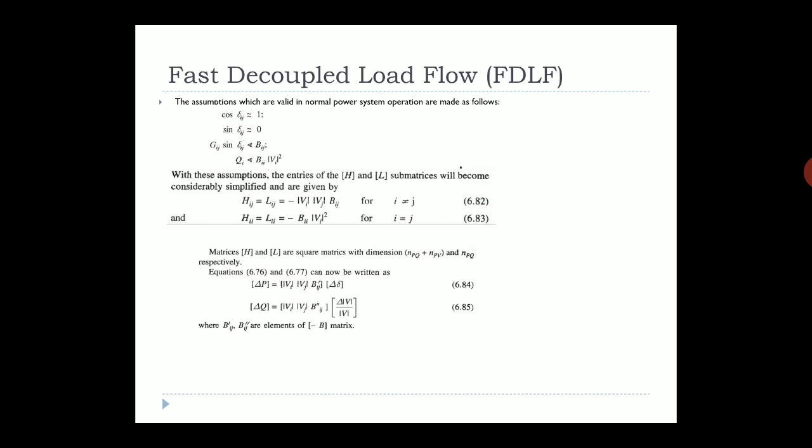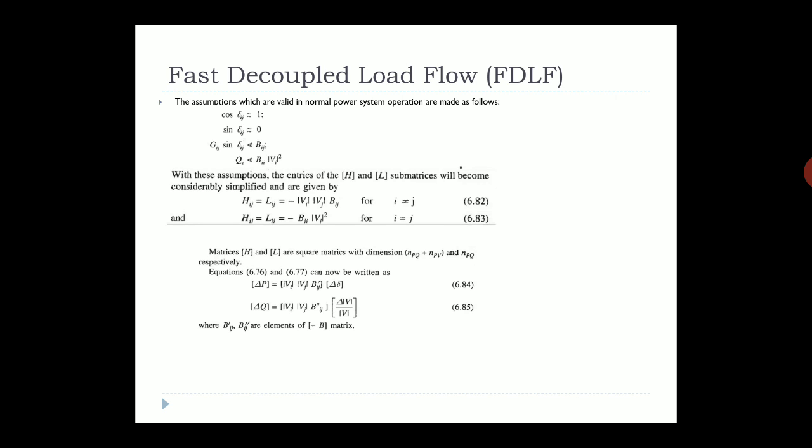Now we'll look at the fast decoupled load flow. In the fast decoupled load flow, there are certain approximations again. What is the approximation? The cos of delta is taken as 1, because we assume that delta is very small. The angle between two buses is small, so cos delta ij is 1 and sin delta ij is 0, and Gij sin delta ij is very much less than Bij. Now this G and B are obtained from, what is G?